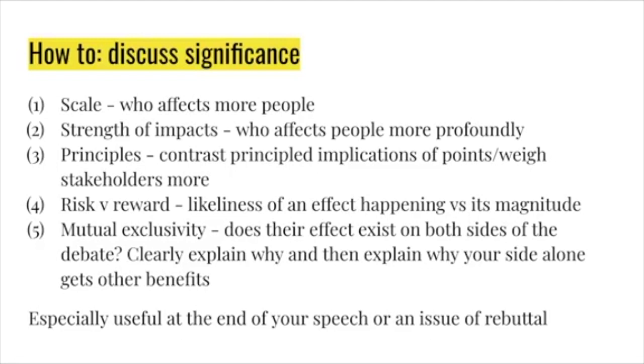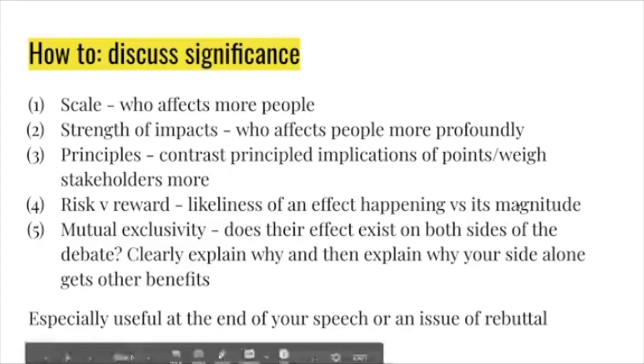And if you can clearly explain why that effect exists on the other side of the debate, that issue becomes a wash. It's less important because both sides get roughly the same outcomes. And you can use that to then explain why you alone get other benefits or they alone incur particular harms. So you can say this particular point becomes roughly equal, but here is what distinguishes our team and means we will win. And all of these things are particularly useful at the end of your speech or at the end of an issue of rebuttal, just to provide an overall perspective of why it matters and how it will affect the debate.